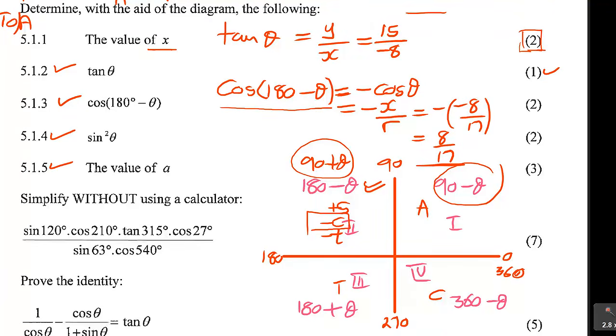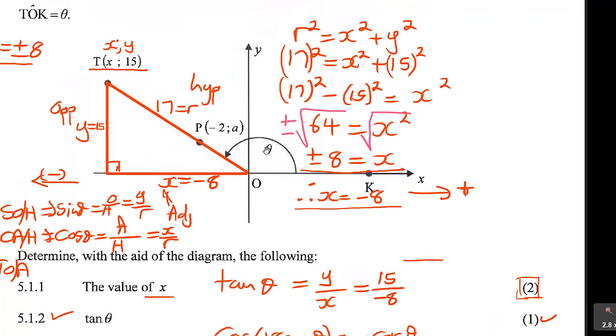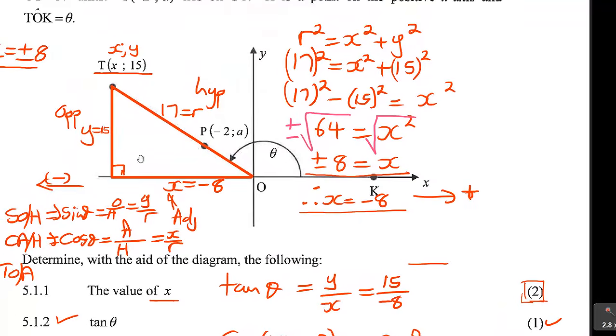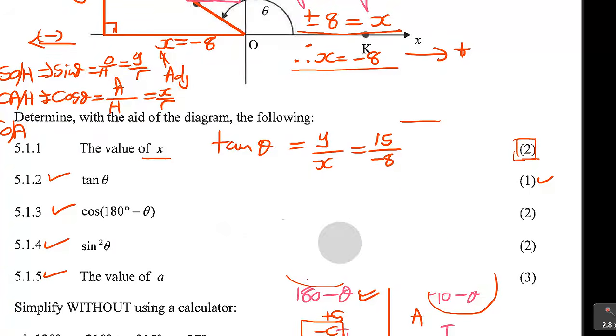Now 5.1.5 says the value of a. So in this case, we go back to the diagram, and in the diagram you see that we have this part where p is equal to minus 2a. So they want us to find the value of a, and there are many options you could have done. You could have even come here. I think I can now erase this part. I can come here.